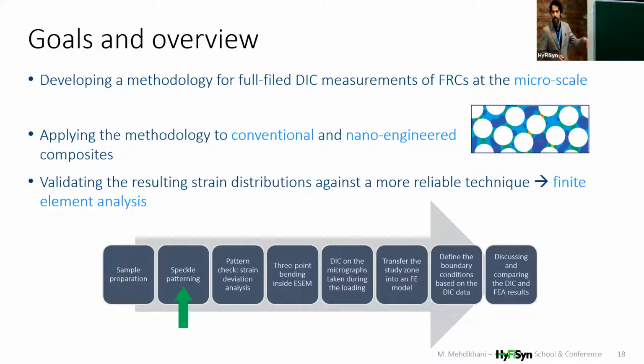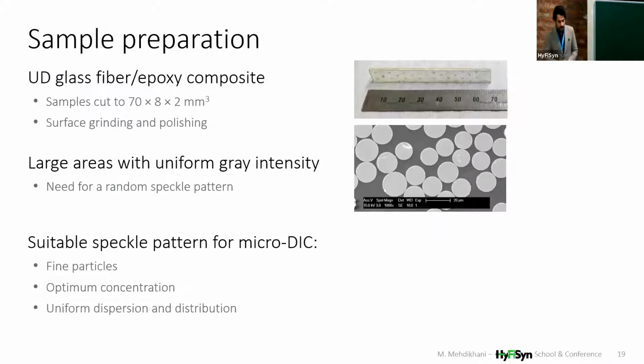Here in this study, as I will explain a little bit later, the main focus was on speckle patterning of our specimens. So the samples are prepared and cut to this dimension, something around 70 by 8 millimeter. And this is an image of the unspeckled, let's say, surface of the glass fiber material. As you can see, there are large areas of uniform gray intensity, which is not good for DIC. For DIC, we need to have a pattern, a random speckle pattern, and that's where the challenge started for us.